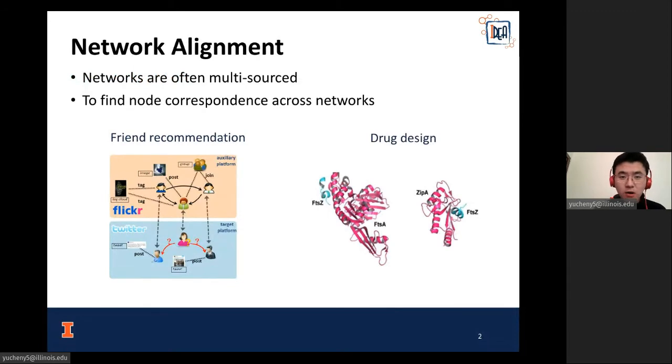Current networks are often multi-sourced. If we can combine those multi-sourced networks together, we can have a better performance in some tasks, like friend recommendation in social platforms, or drug design in biological systems. So network alignment is very important for us to find the node correspondence across different networks for some downstream applications.